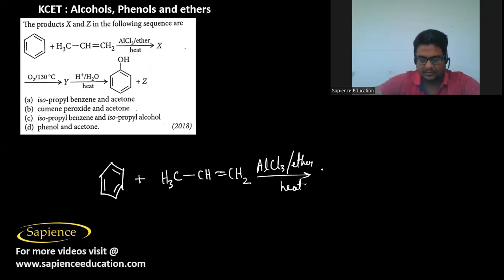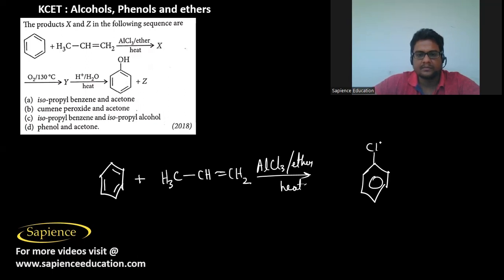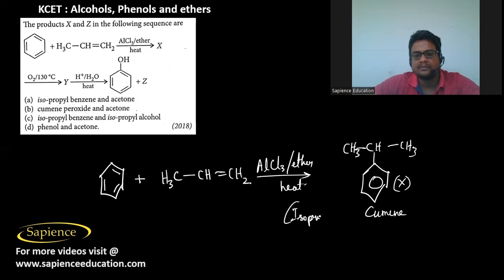Now the X, that will be isopropyl benzene. Isopropyl benzene or cumene will be formed, CH3, CH3. So which is X, it is called cumene, or the isopropyl benzene will be formed.